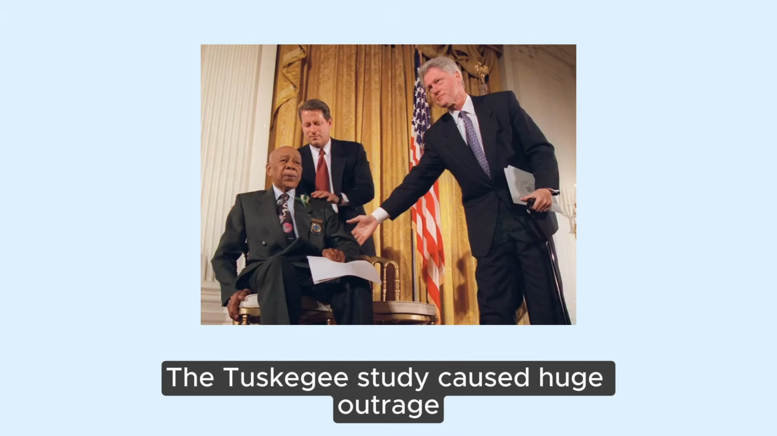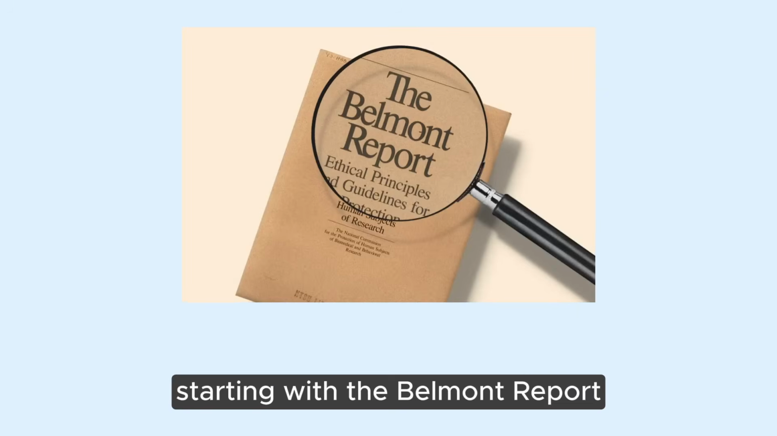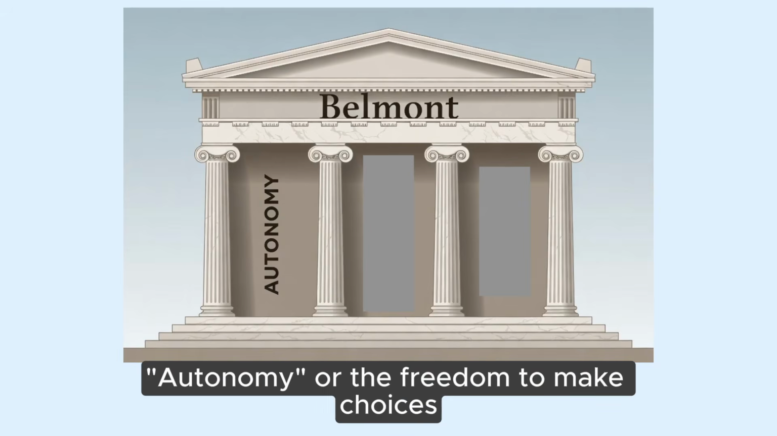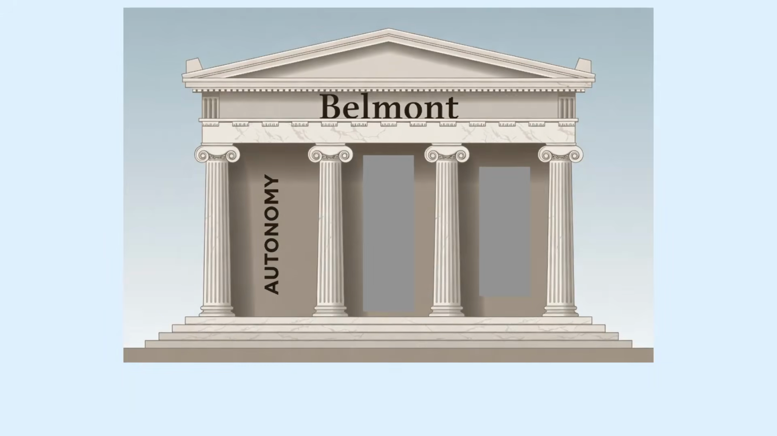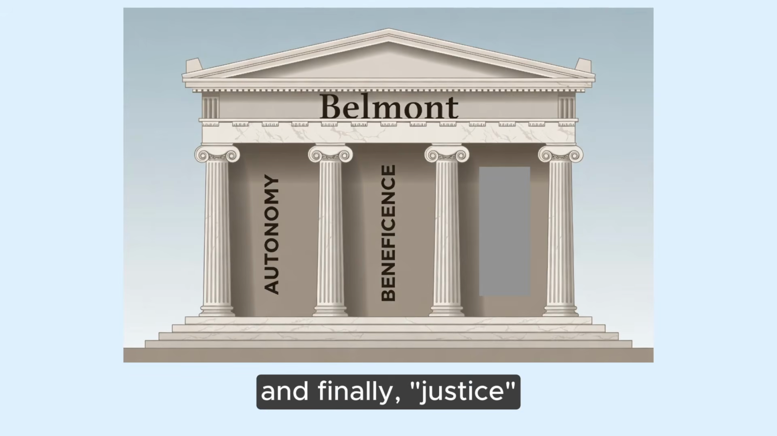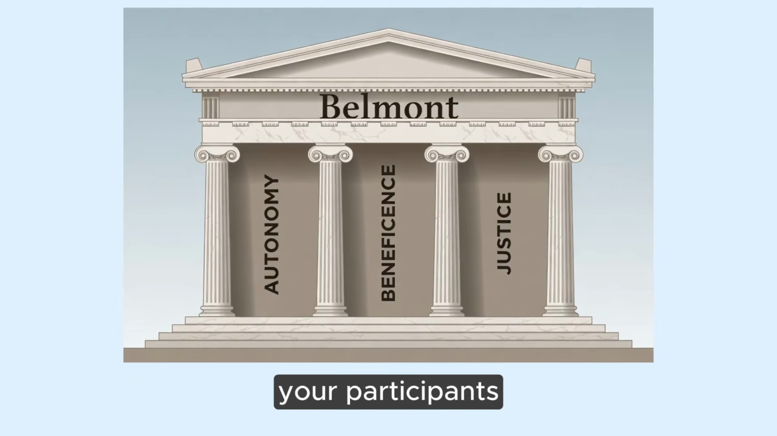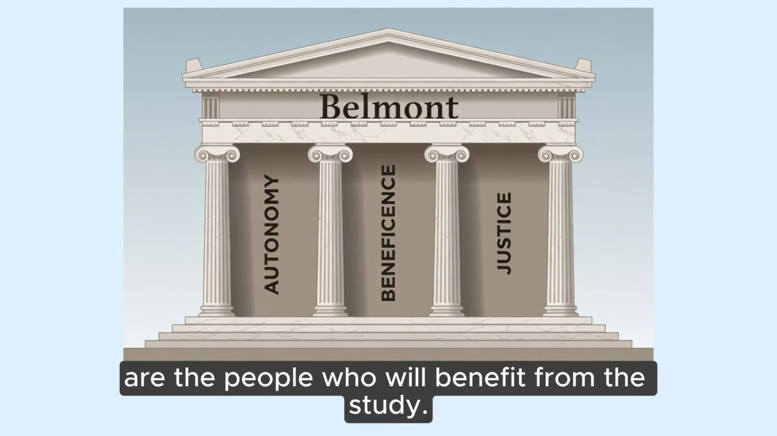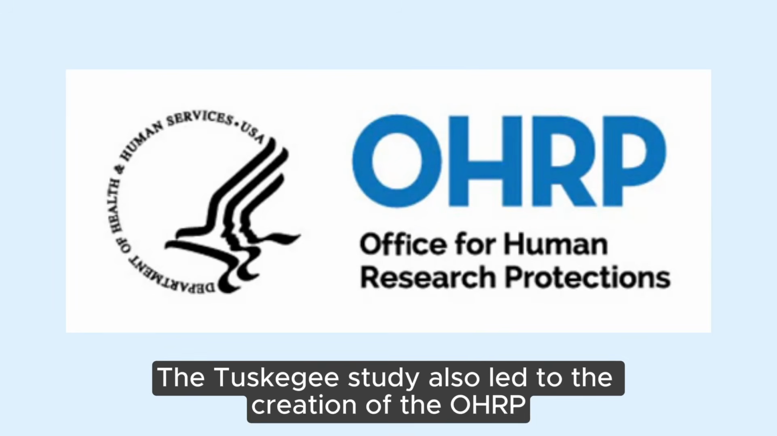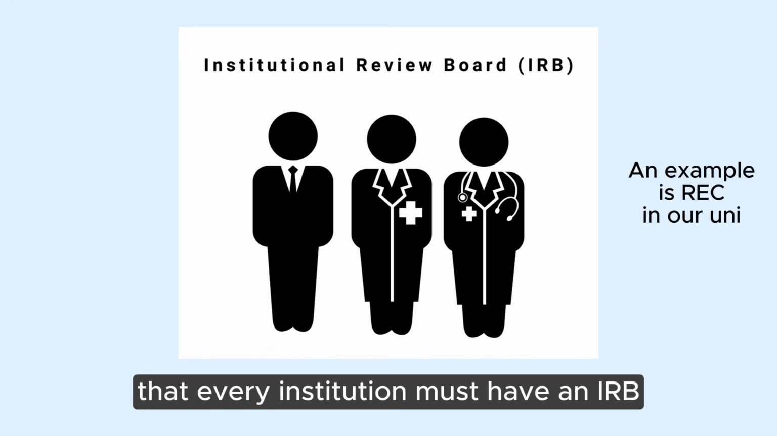The Tuskegee study caused huge outrage, leading to major changes, starting with the Belmont Report. The Belmont Report has 3 core principles: autonomy, or the freedom to make choices; beneficence, or maximizing benefits while minimizing risks; and finally, justice, which means you shouldn't be unfair. Your participants are the people who will benefit from the study. The Tuskegee study also led to the creation of the OHRP, which enforces the rule that every institution must have an IRB.